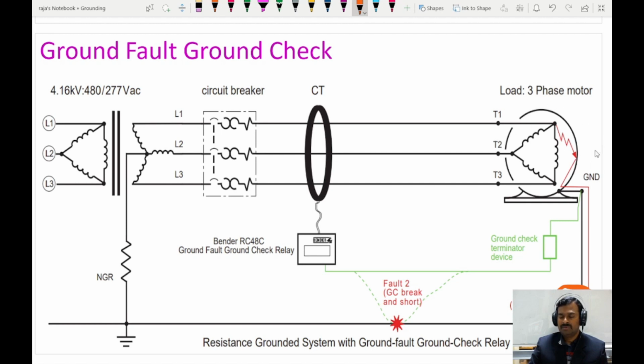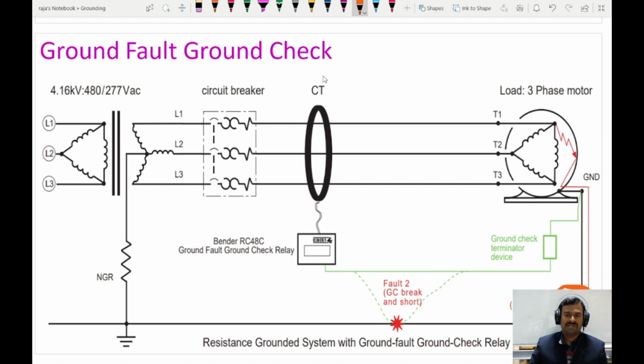When a human being comes in contact, the touch voltage will be very high and the discharge will be very high, and because of that the human will be in very high danger. So we need to always monitor that there is a path provided for the fault current. For this purpose we are going to have this device.